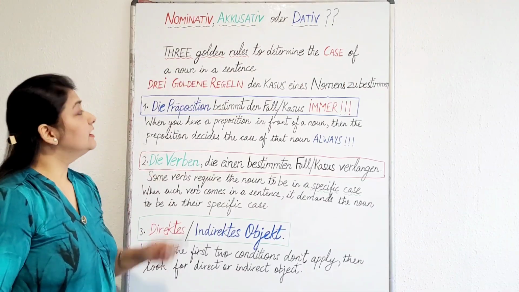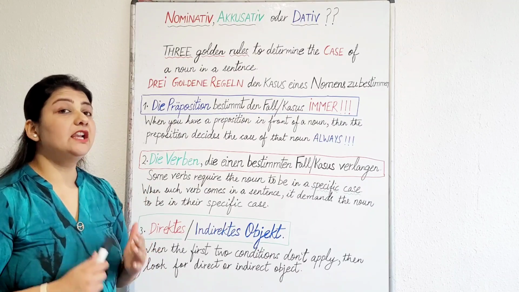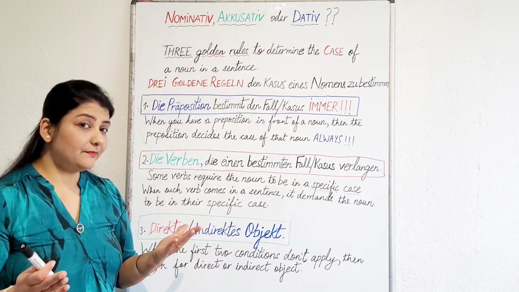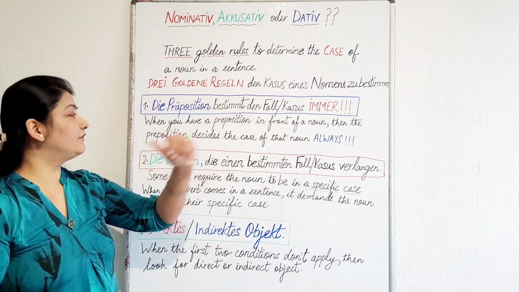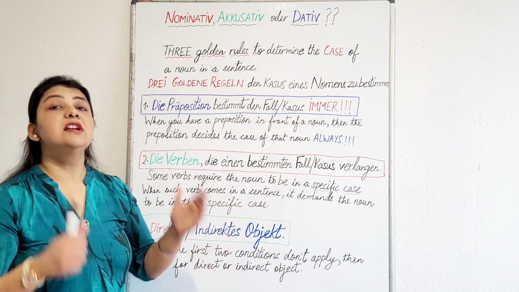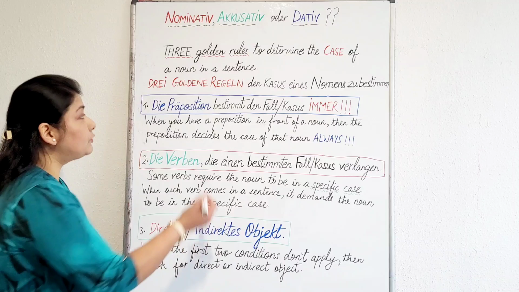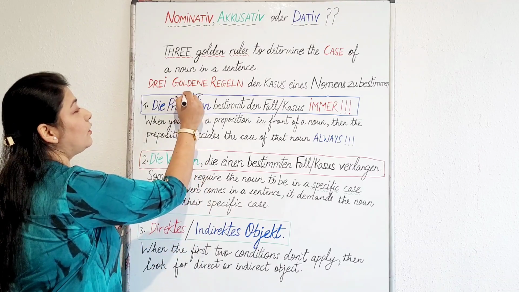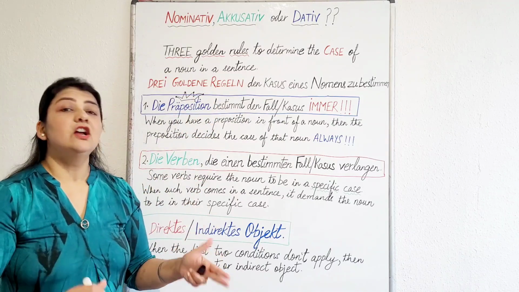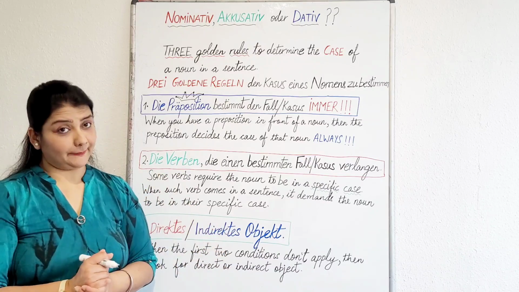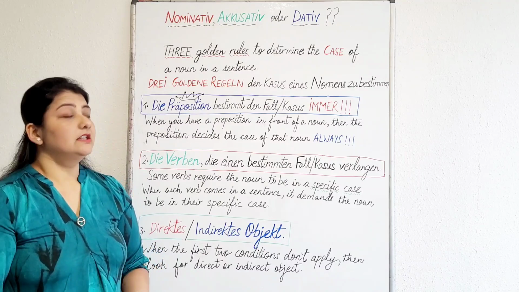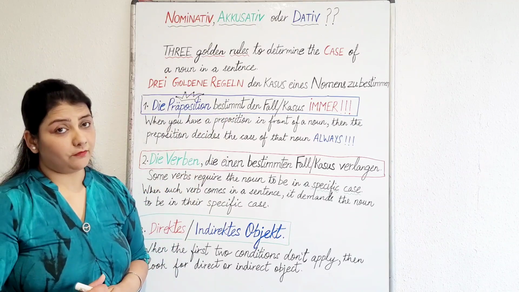Die erste Regel. Die Präposition bestimmt den Fall oder den Kasus immer. Now what does this mean? This means when you have a preposition in front of the noun, then the preposition decides the case of that respective noun always. So the preposition, you can say, is the king of the sentence. Preposition is always the king, and whenever the king is there, all others have to obey the orders of the king. And whenever you have a particular preposition which demands a particular case, the preposition is going to decide the case of the noun.